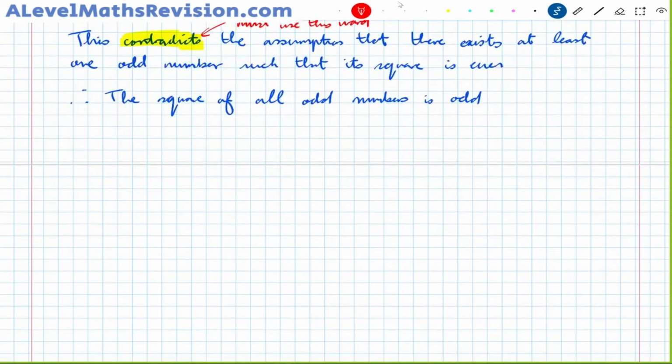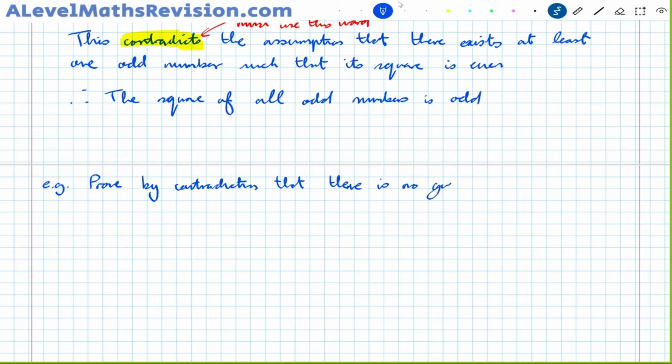Let's try another. E.g., prove by contradiction that there is no greatest even integer. Prove by contradiction that there is no greatest even integer. So I'll give you half a minute to write down the converse of that statement.